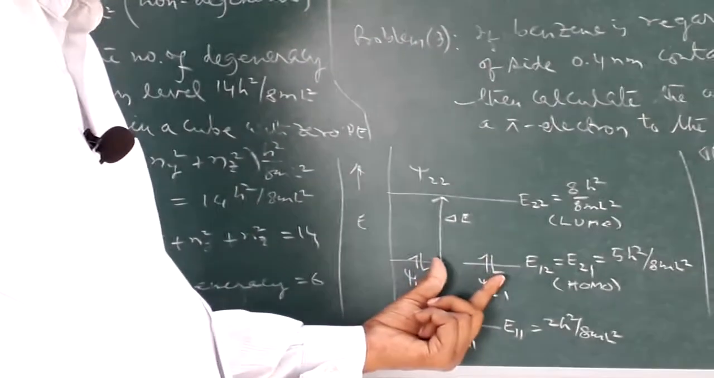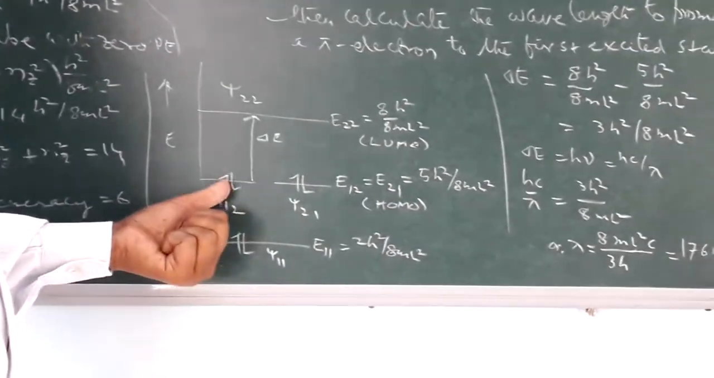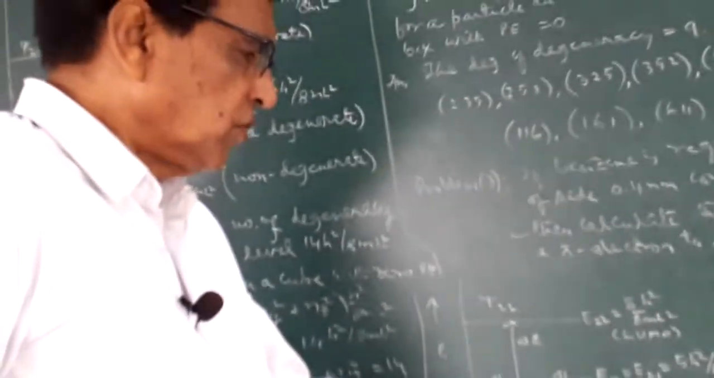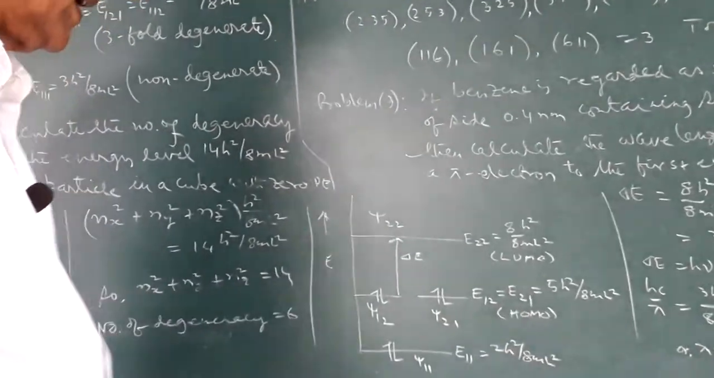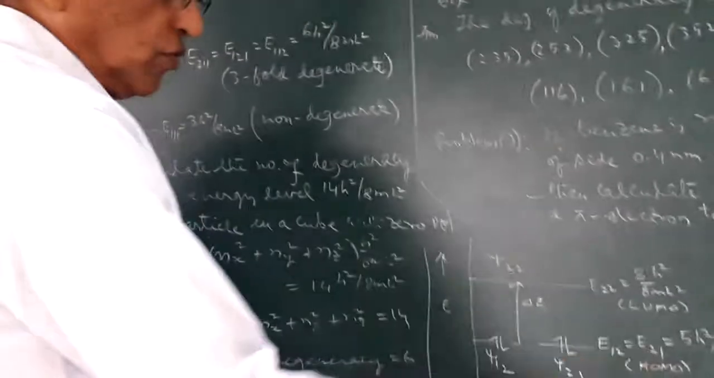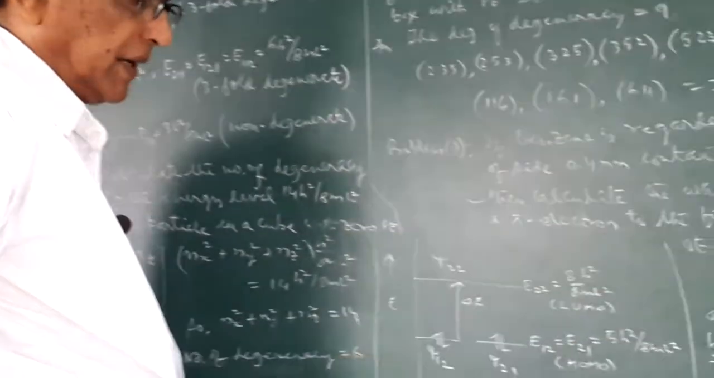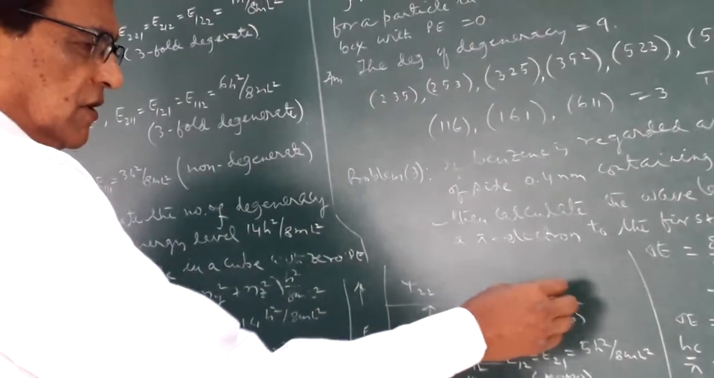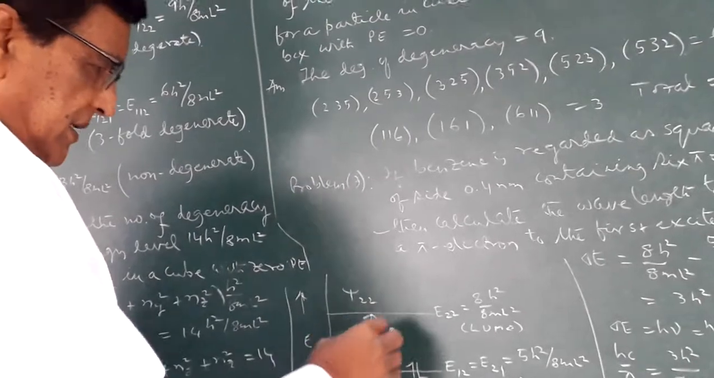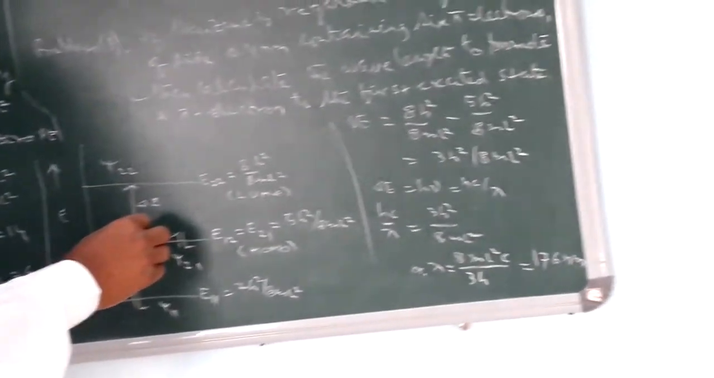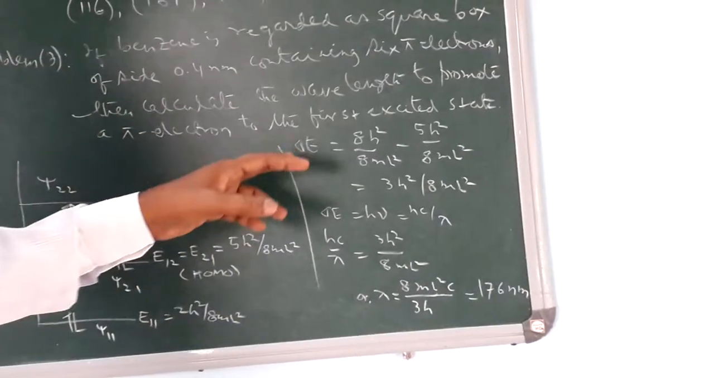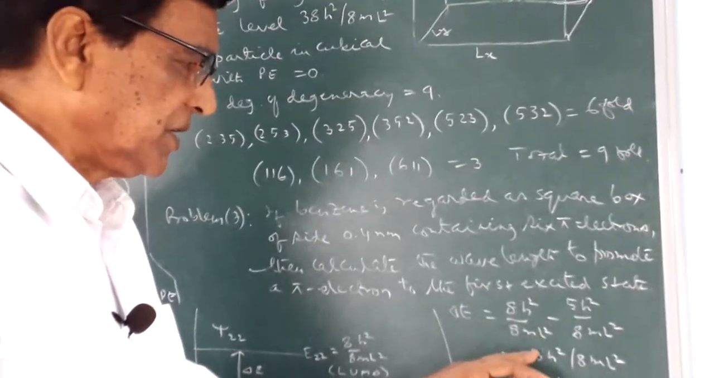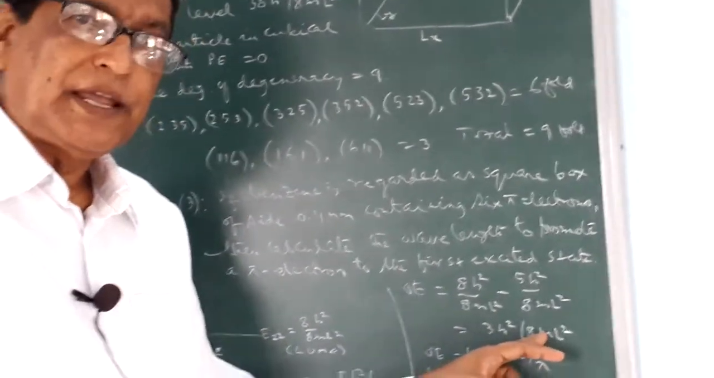Two states are there for this level, and here 2 electrons, here 2 electrons remaining in pair, and this is the HOMO, highest occupied molecular orbital, and the electron will transit from this HOMO to LUMO, lowest unoccupied molecular orbital, whose energy is E22 equal to 8h² divided by 8mL². So delta E, the difference of these two, LUMO minus HOMO, equal to 8h²/8mL² minus 5h²/8mL² equal to 3h²/8mL².